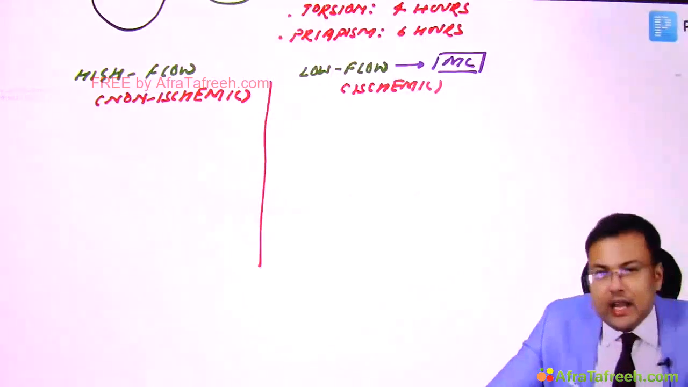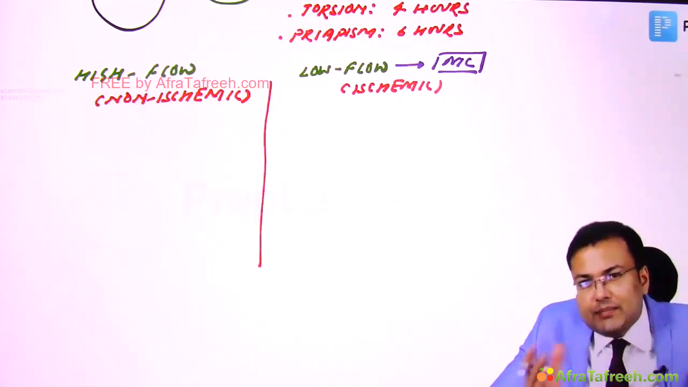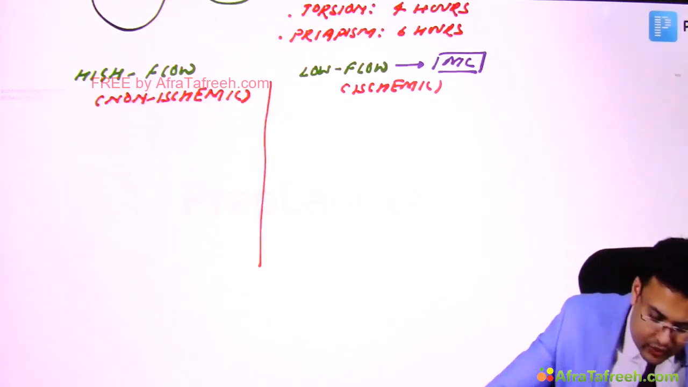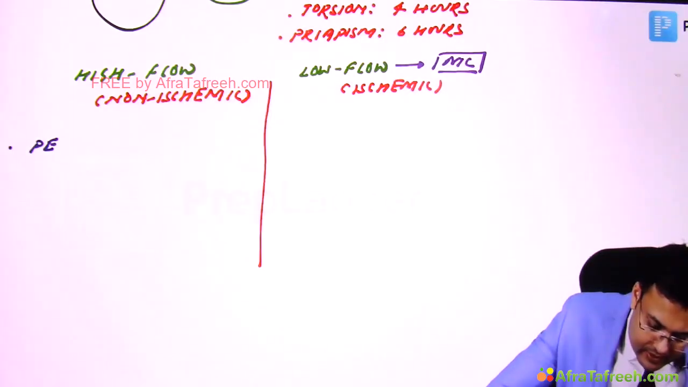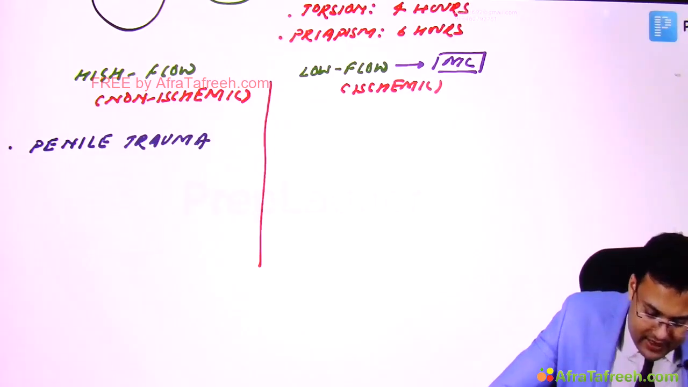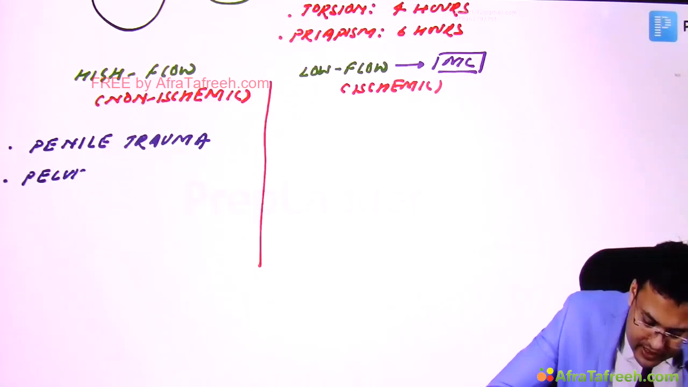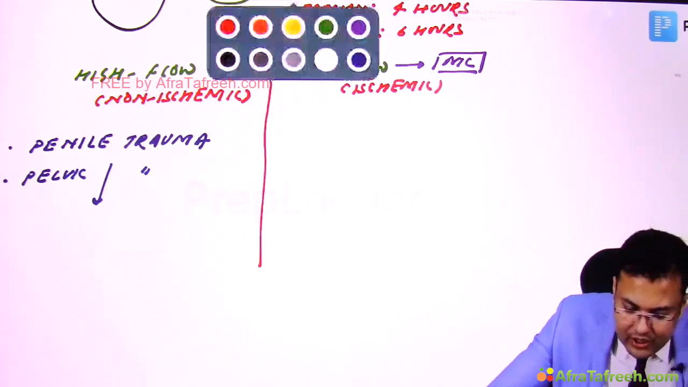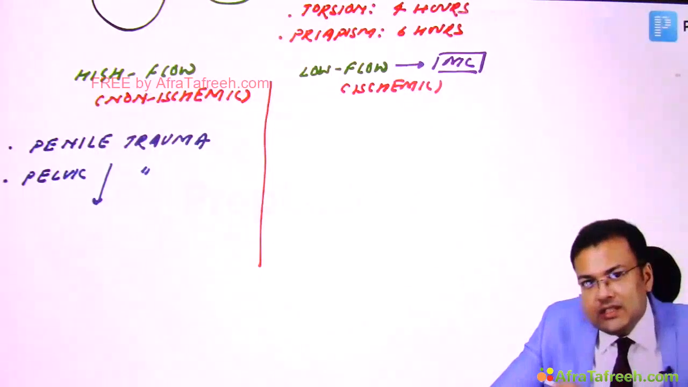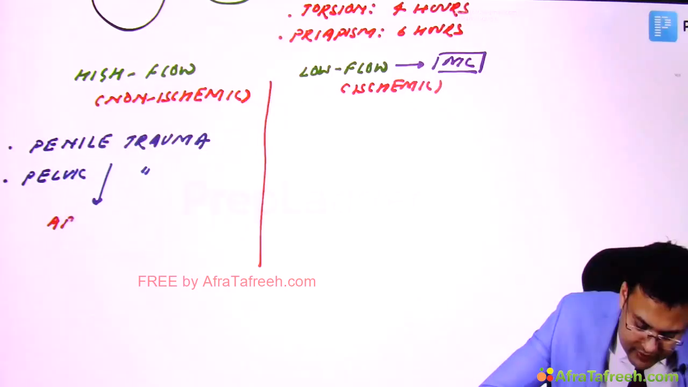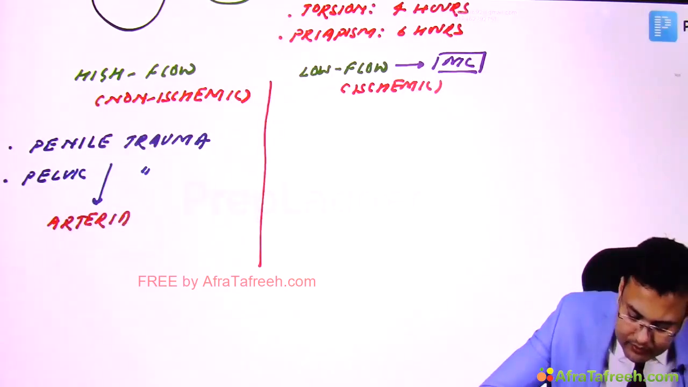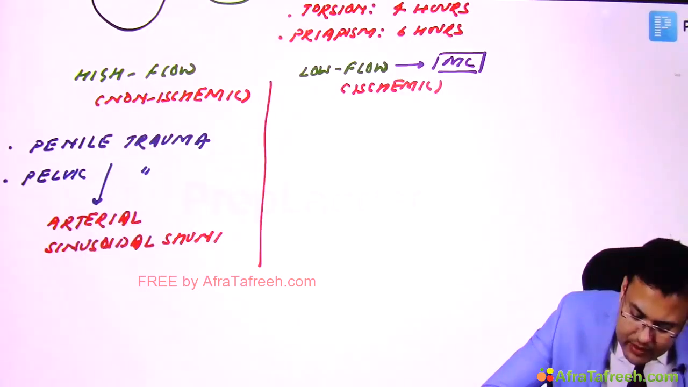Now what is the problem in this high flow priapism? There is penile trauma, there is pelvic trauma, and because of this there is formation of AV shunt leading to increased flow. So what are the causes? Penile trauma or pelvic trauma, and because of these there is formation of arterial sinusoidal shunts, and because of that there is increased blood flow to the penis.